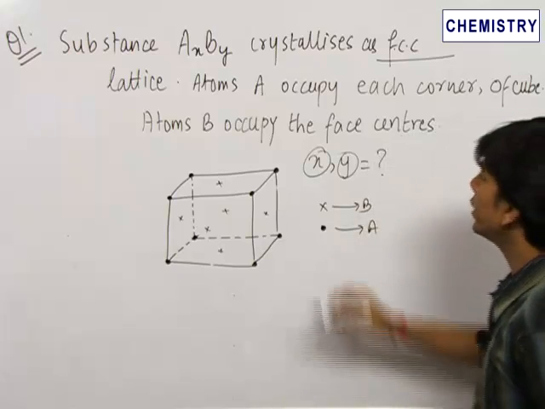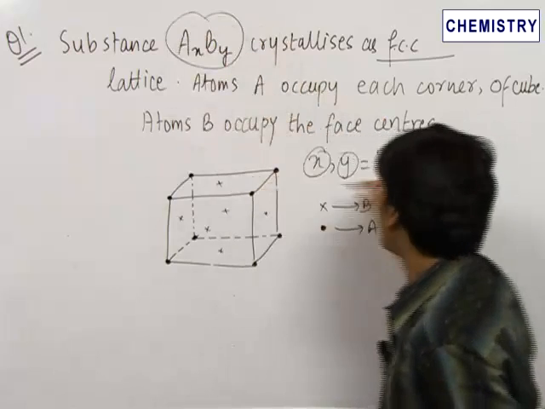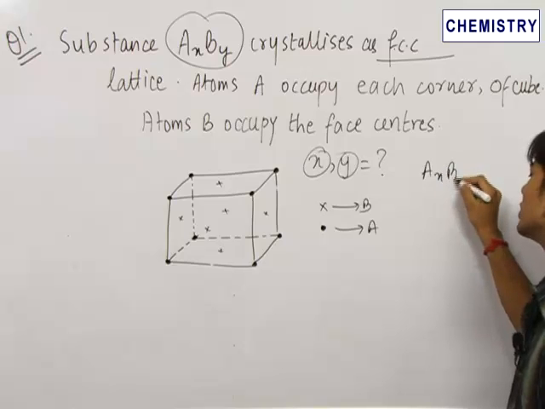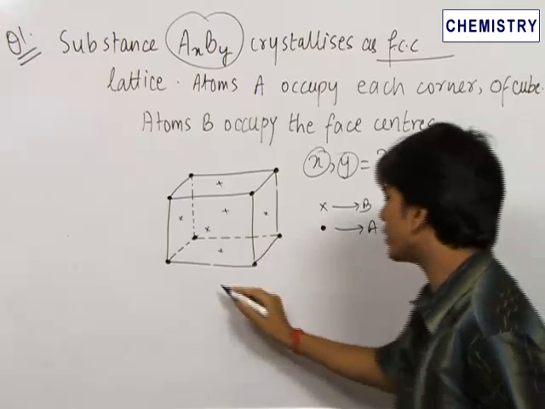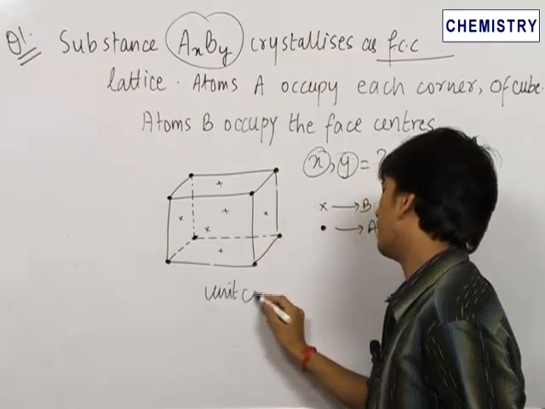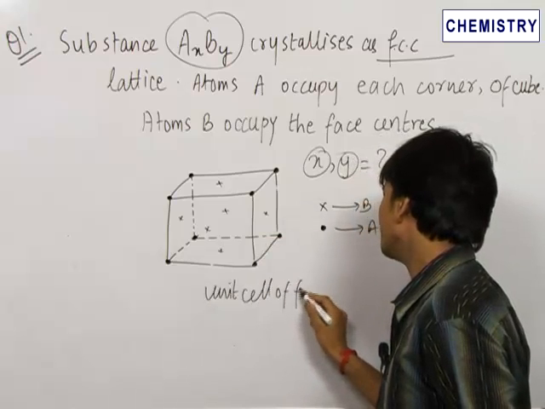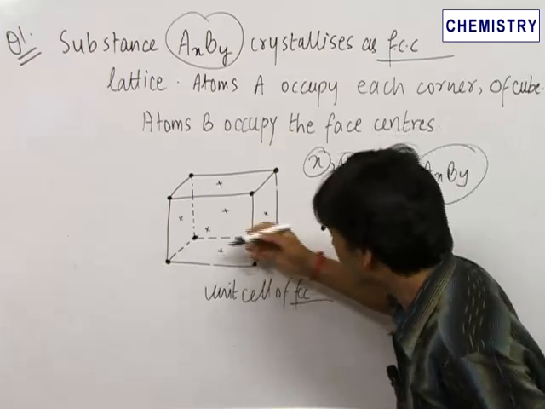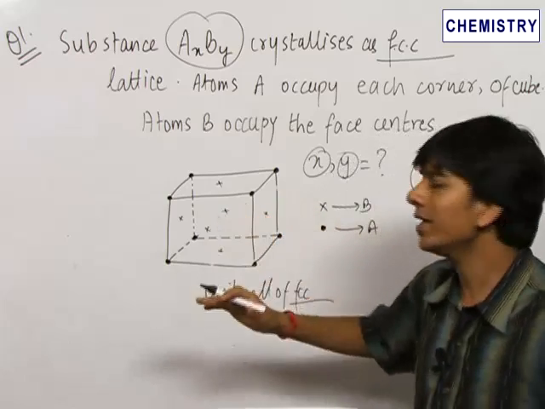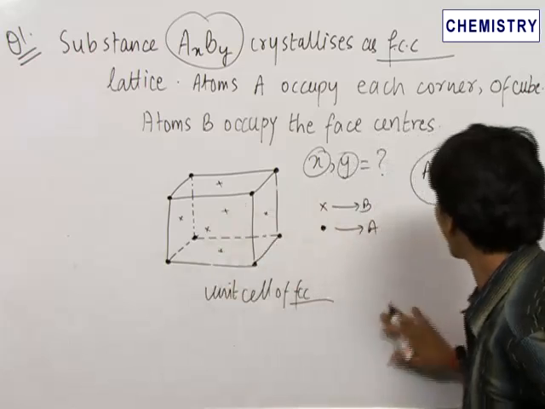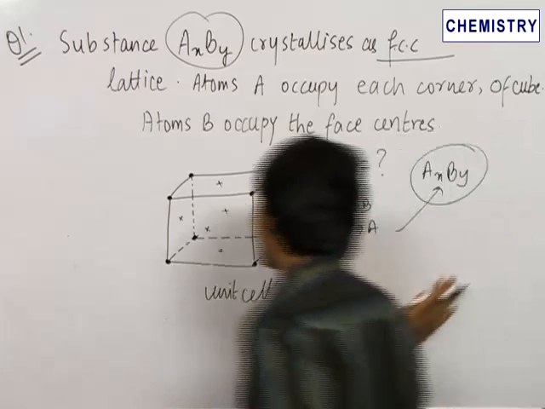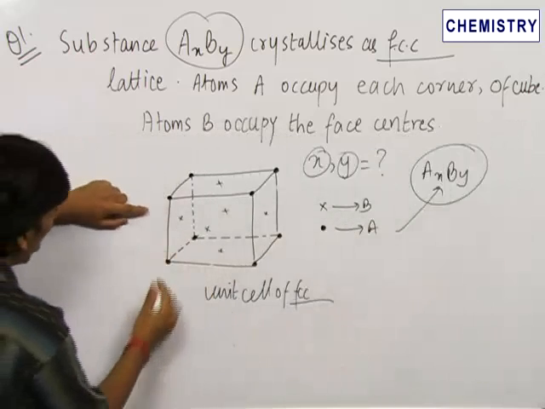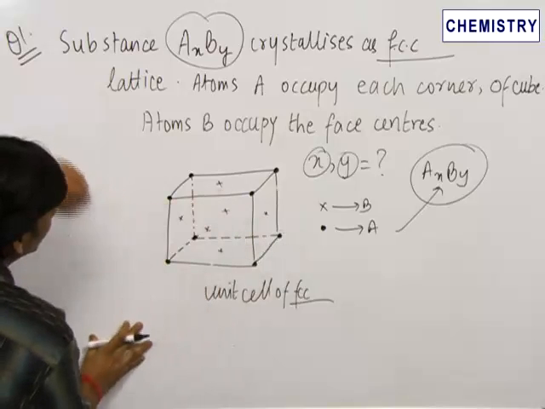Now we need to find out the overall formula in the form of AXBY. So this can be easily found out. This is one unit cell of FCC, that is face centered cubic. So the composition in one unit cell will be represented in the whole system, and that will be represented in the formula as well. So let us see how many atoms of A are there in one unit cell.